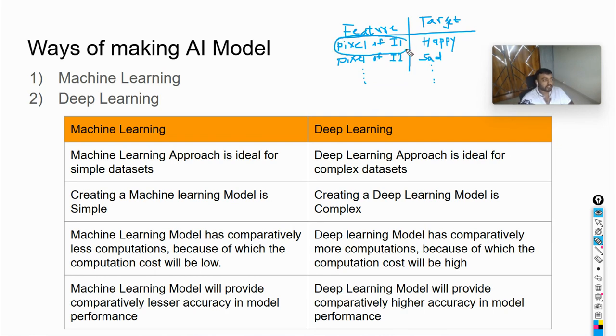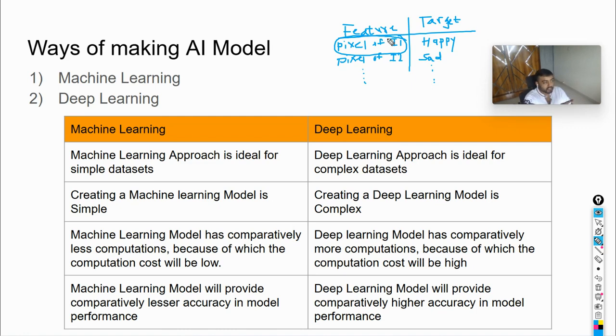So looking at the pixel values of the image, remember every image consists of pixels, and each pixel has a value between 0 to 255. So looking at the pixel values, will you know whether the sentiment of the person in that image is happy or sad? No, looking at pixel values, it will be difficult for us, right?